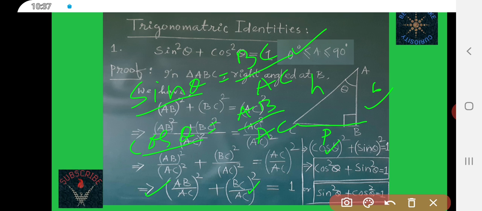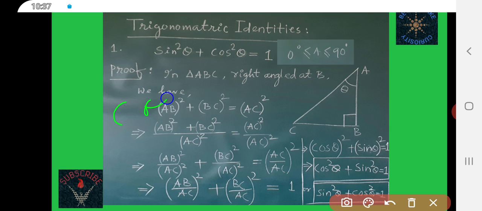So here you put cos theta whole square, sin theta whole square is equal to 1, and you can write cos theta whole square as cos square theta also. So here cos square theta, here sin square theta is equal to 1. So here we got sin square theta plus cos square theta is equal to 1 for angle A, that is theta.